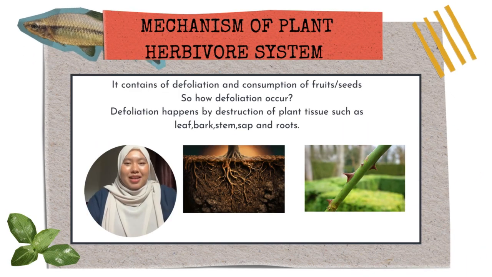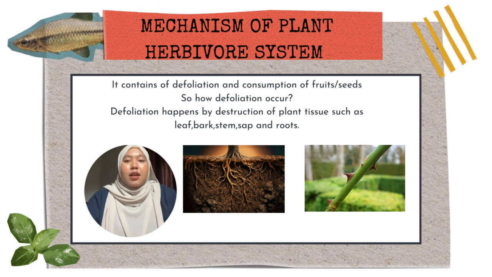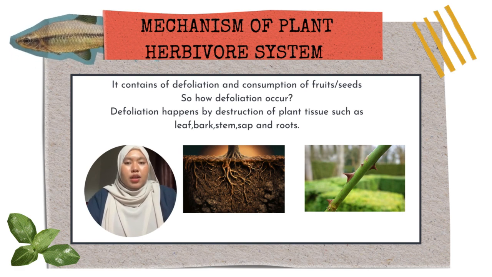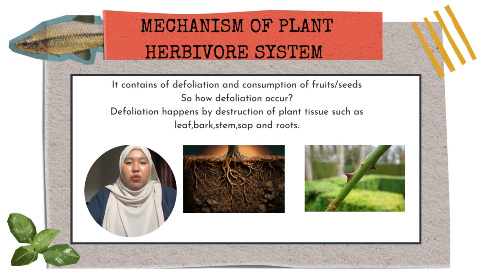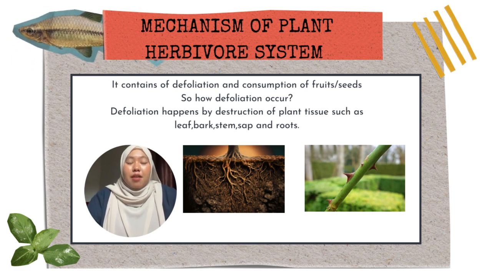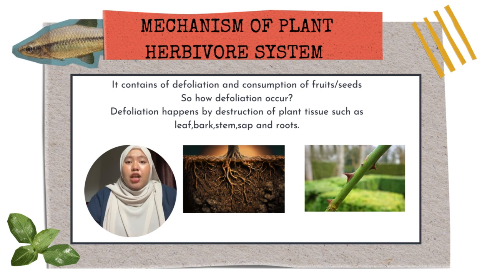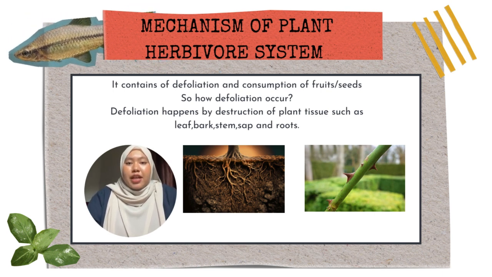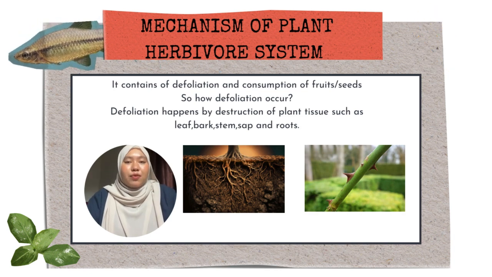Next, we have the mechanism of plant-herbivore systems. It consists of defoliation and consumption of fruit or seeds. So, how does defoliation occur? Defoliation happens by destruction of plant tissues such as leaf, bark, stem, sap, and roots. Next, feeding on seeds can be damaging, although it facilitates the dissemination of seeds primarily through digestive phases.